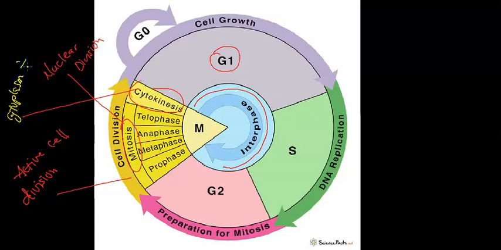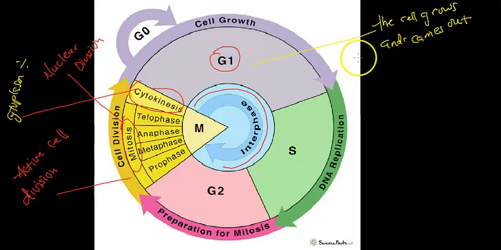Another part of the interphase is G1. We call G1 the longest part of the cell cycle, and in this G1, most of the cell's life is spent. Let's write it down: the cell grows and carries out its normal function.